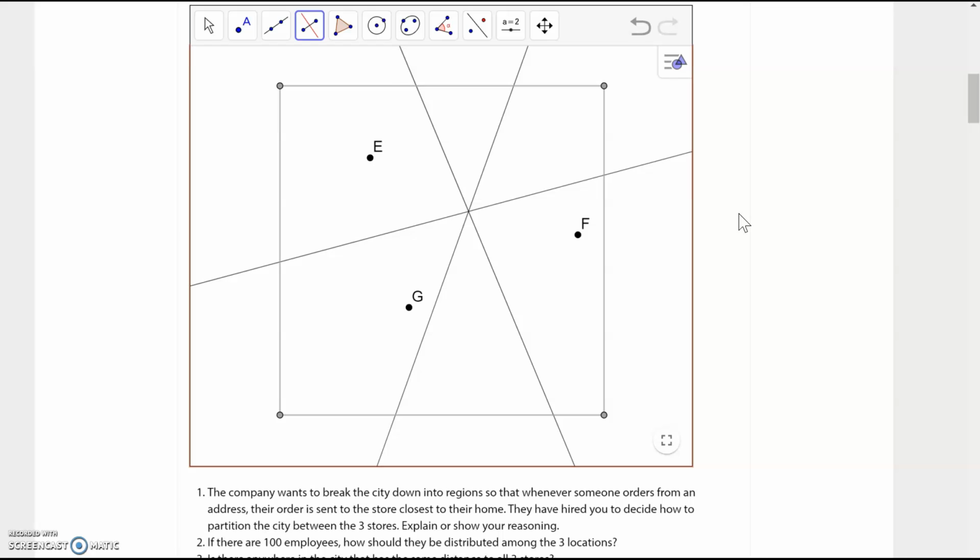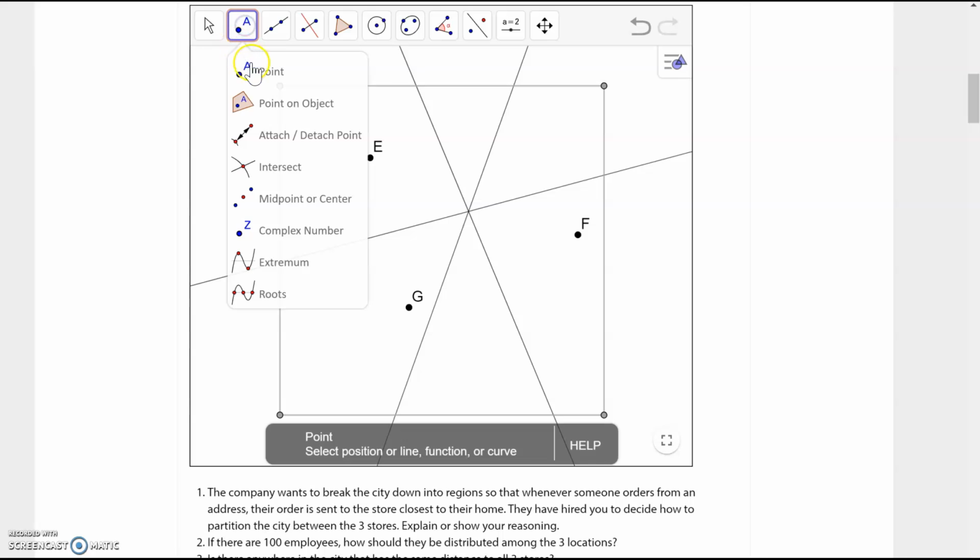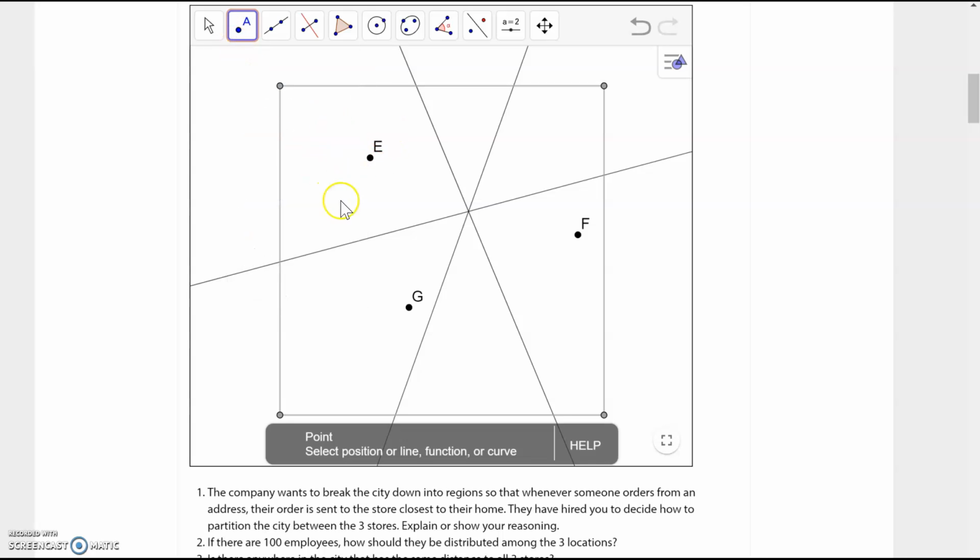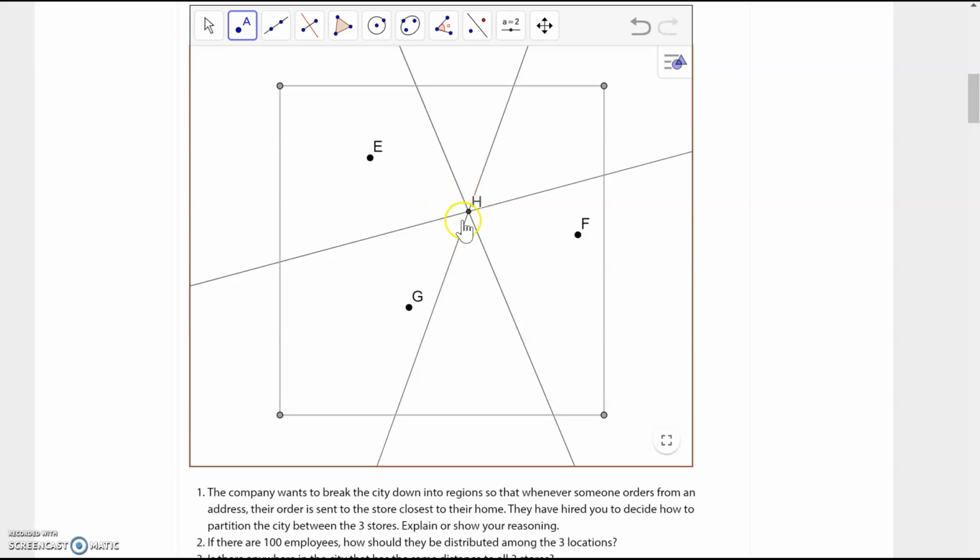So what I want to do now is shade in these regions. In order to do that, I'm going to use the polygon tool. Well, first I'm going to find all the important points. So I know that this point in the middle here, H, that's important, right? This point of concurrency. I also notice that the points where these bisectors intersect my square, or the town borders, these are also important. So those points are all important as well.